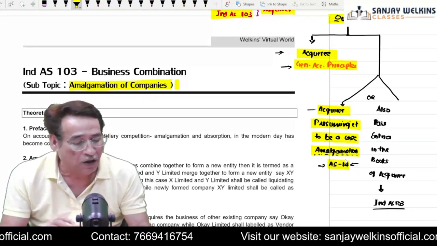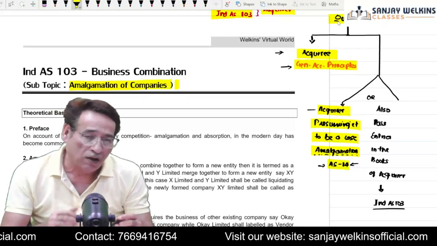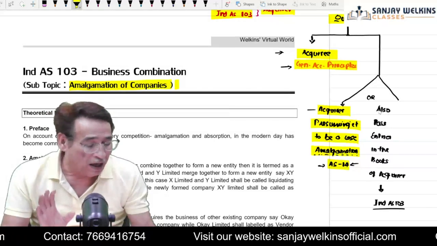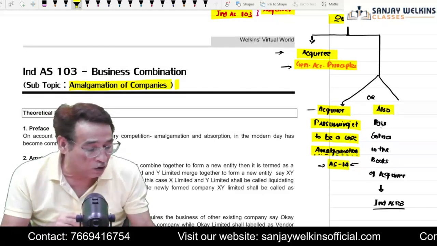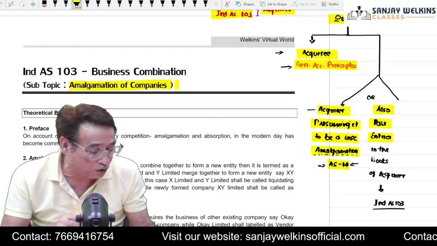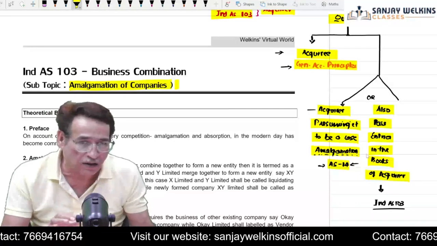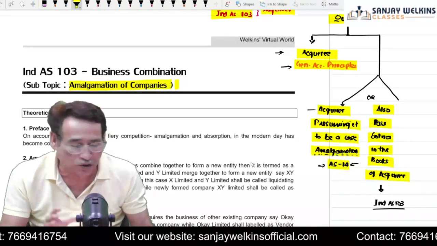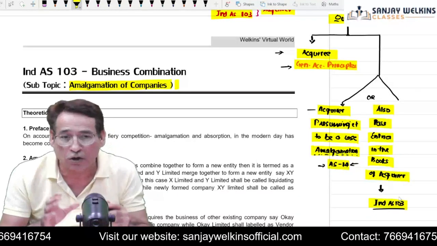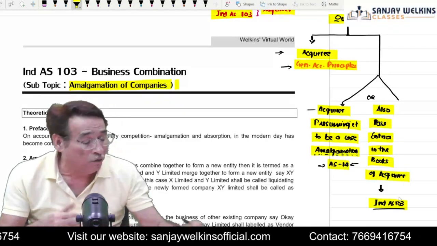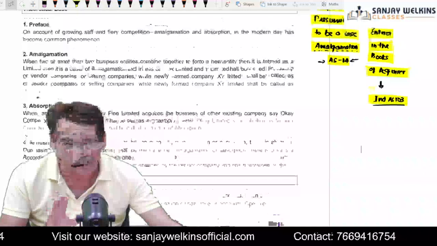This is one reason. Now, let us say the question states that do accounting in the books of acquirer company, and simply further states that also pass entries in the books of acquirer company. Here the word amalgamation is not mentioned. So in that case, in order to do accounting or pass entries in the books of acquirer company, we need to apply Ind AS 103. Is it clear to you?